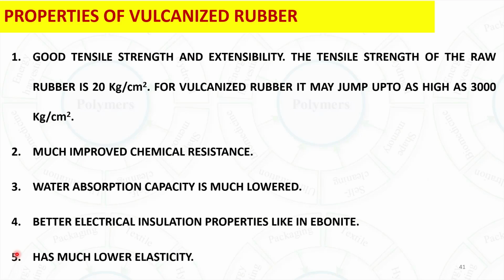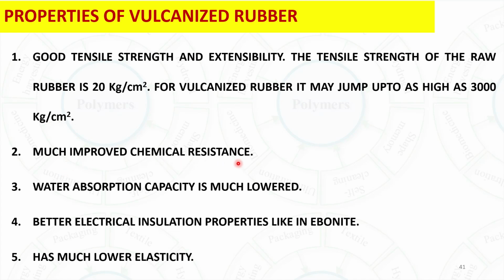Okay. And then you see the properties of the vulcanized rubber. After vulcanization, what will happen to the rubber? Very good tensile strength and extensibility, right? The tensile strength of the raw rubber was 20 to 200 kg per square centimeter, right? But for vulcanized rubber, it may jump up to 3000 kg per square centimeter. So this is the power of the vulcanization process, and that's why Charles Goodyear made a remarkable invention by inventing this particular vulcanization process.